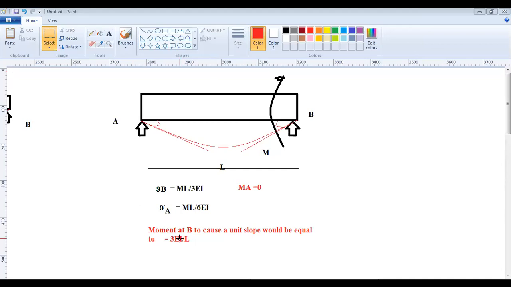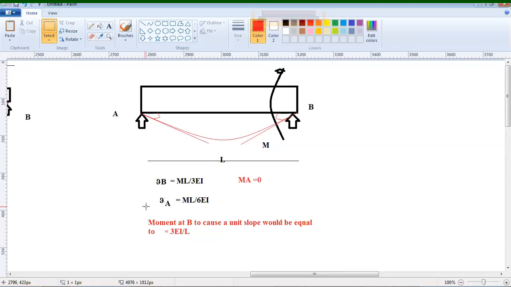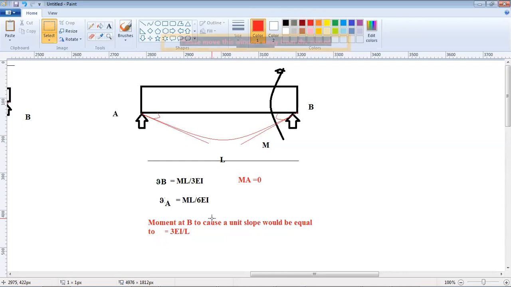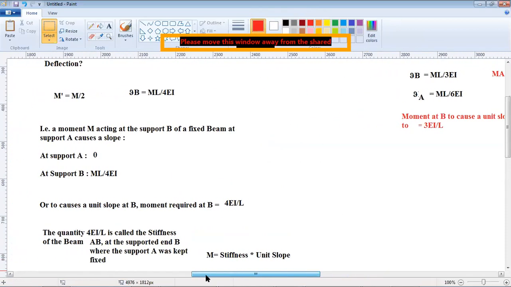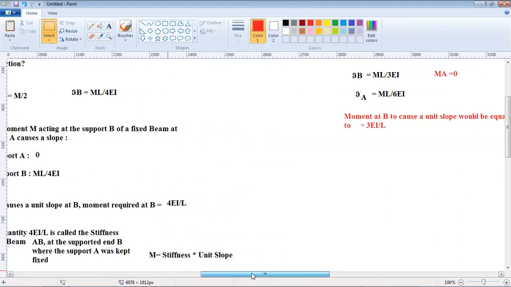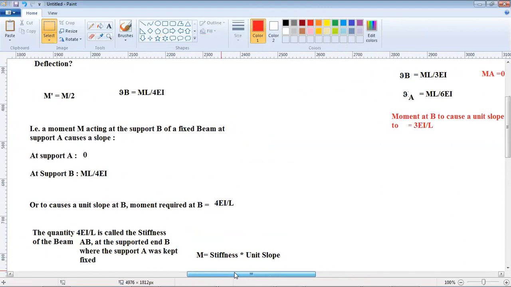Continuing further, what we are discussing is that the moment at end B for this simply supported beam would be such that, to cause a unit slope at end B, it would be equal to 3EI by L. This means that, as we obtained here, the moment required at B was 4EI by L. Now here it's 3EI by L.